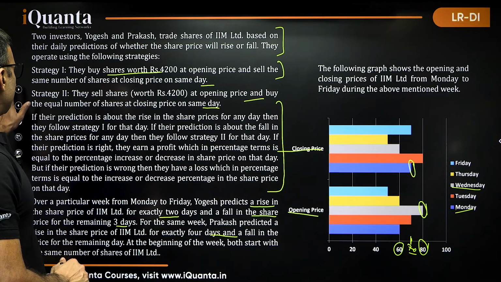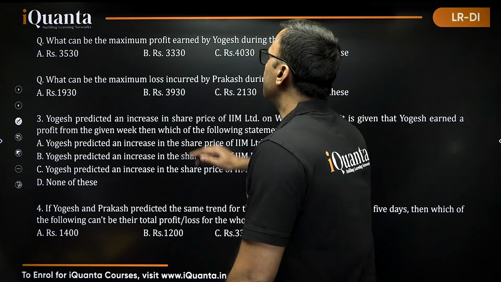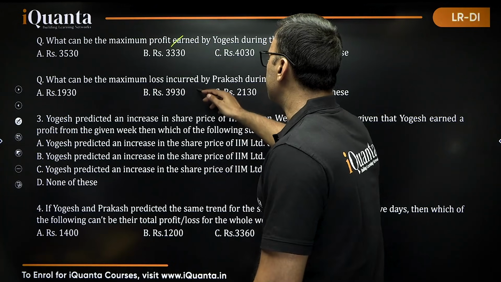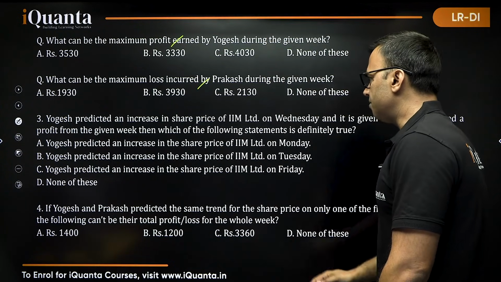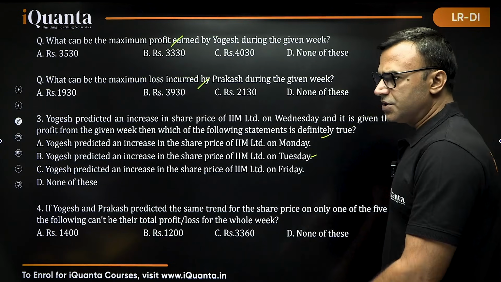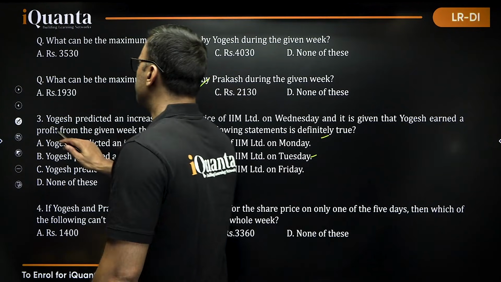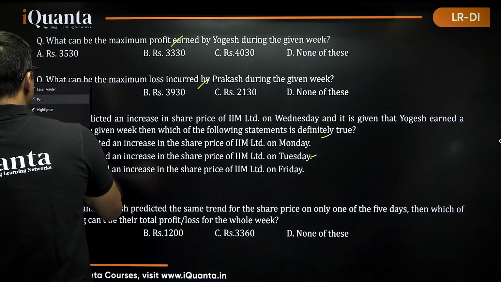Let's take a look at the questions. The questions are, what can be the maximum profit as expected, the maximum loss by some people, and some statements, right? So a very normal, simple question. Let's go to the next slide. There we have some space and we'll work on it. We'll see what all calculations may happen.